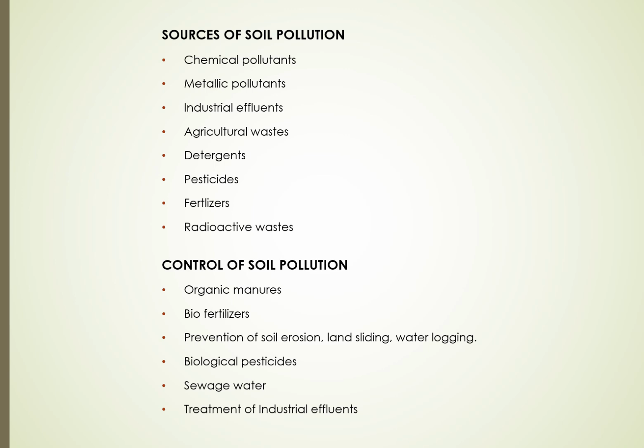Organic manures are used instead of chemical fertilizers. Biofertilizers are used. Soil erosion is prevented by preventing land degradation. Landsliding and waterlogging are prevented. Sewage water is treated with the following steps. They are primary treatment, secondary treatment and tertiary treatment. Next, industrial effluents must be treated at the point source.